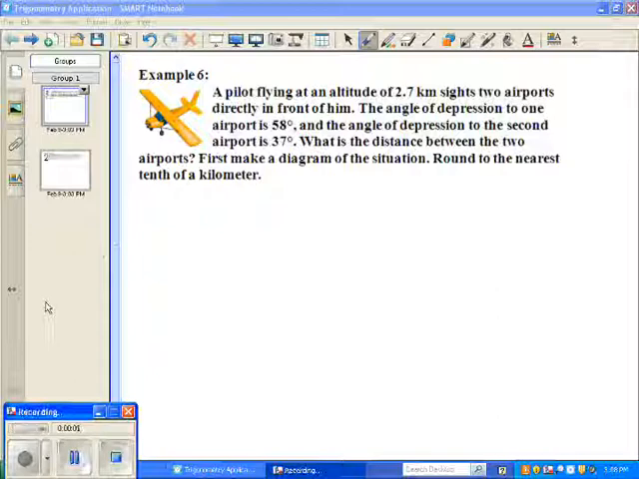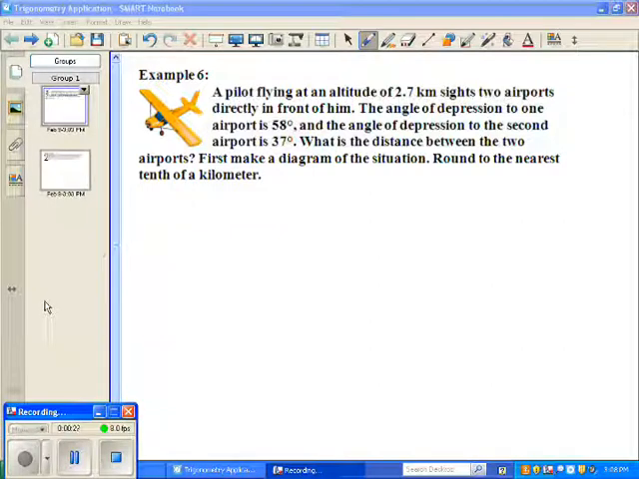We're going to apply what we have learned about trigonometry to this word problem. A pilot flying at an altitude of 2.7 kilometers sights two airports directly in front of him. The angle of depression to one airport is 58 degrees, and the angle of depression to the second airport is 37 degrees. What is the distance between the two airports? First, make a diagram of the situation, round to the nearest tenth of a kilometer.